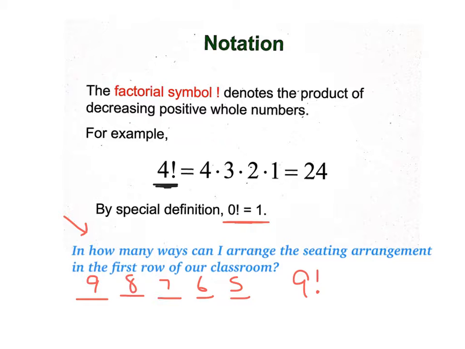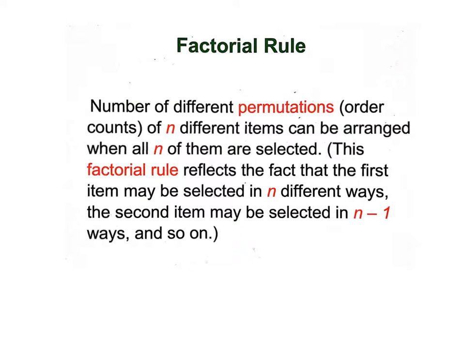It'd be 9 factorial. And just for fun, I'm going to punch that in. You're going to be shocked. If we only have 9 people in our class and they all sit in the front row, this is how many different seating arrangements I have to choose from. 362,880. Oh my gosh. That's tons. No wonder I get so confused when I make a new seating chart.